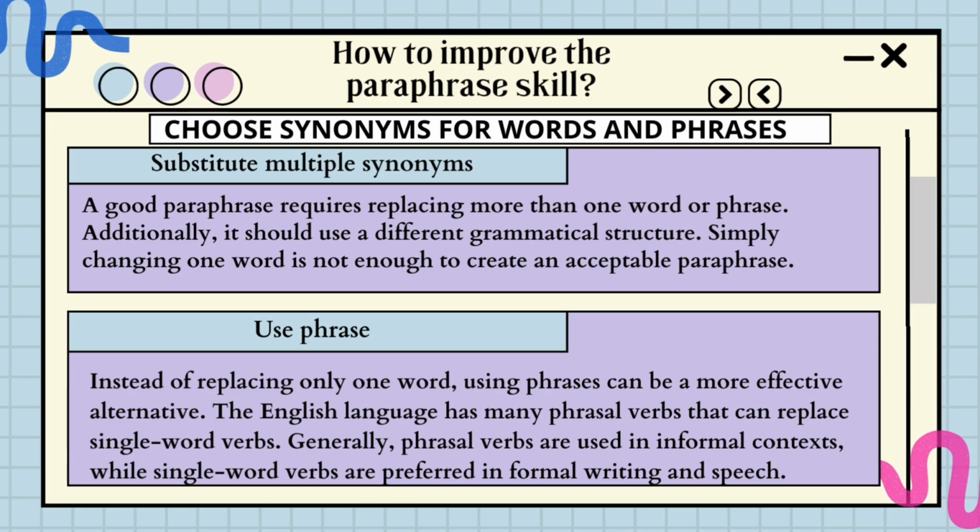Next, use phrases. Instead of replacing only one word, using phrases can be a more effective alternative. The English language has many phrasal verbs that can replace single word verbs. Generally, phrasal verbs are used in informal contexts, while single word verbs are favored in formal writing and speech.